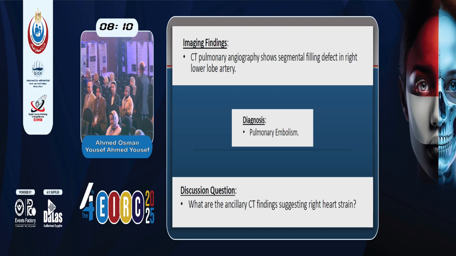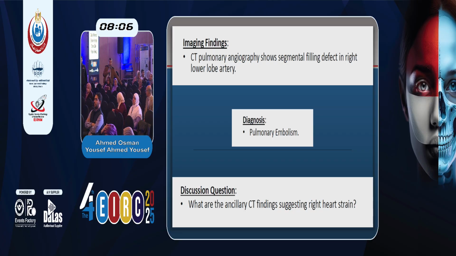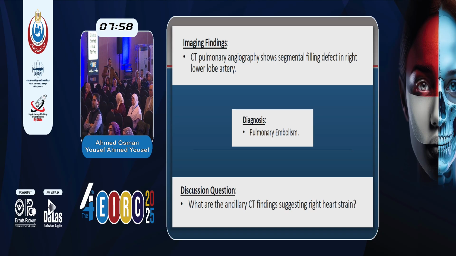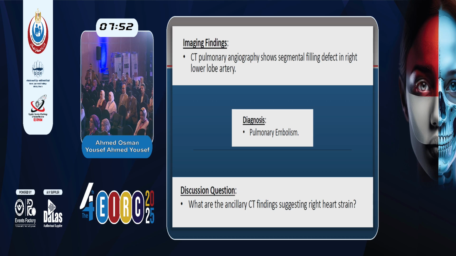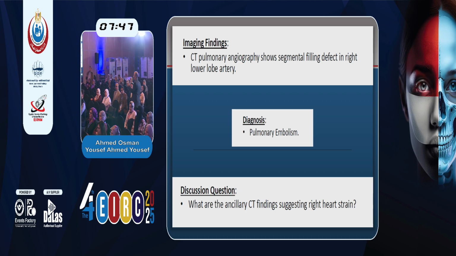The caliber of the pulmonary artery. You mean the diameter of the pulmonary artery? Another. You said the diameter of the pulmonary artery. To make it easier, we have four findings, two major and two minor. Yes, we have an answer here.